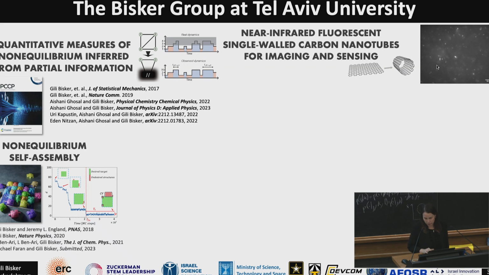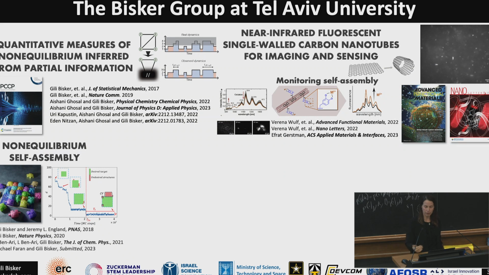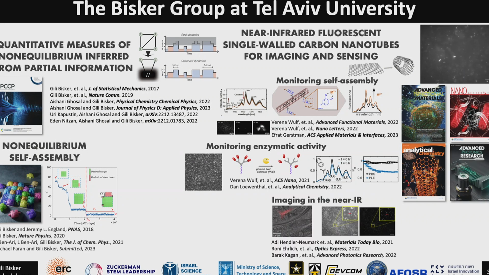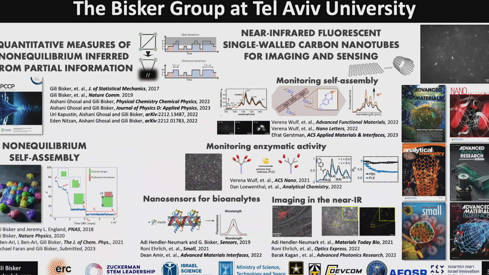So you can see here single-wall carbon nanotubes floating around in solution, visualized by near-infrared fluorescence microscopy. We can monitor from the fluorescent signal self-assembly around the nanotube. We can monitor enzymatic activity. So here you see nanotubes lighting up, indicating that an enzyme cuts a molecule. We do imaging in the near-infrared, including in active and live systems. So here you can see the contraction of the GI tract of a C. elegans nematode worm. And we also sense biomolecules with single-wall carbon nanotubes.